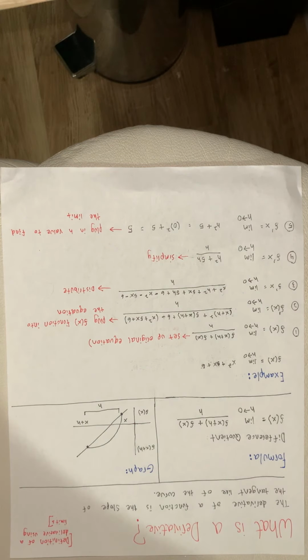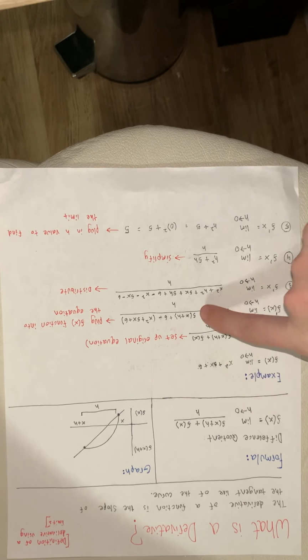So the example we have here is f of x as the limit as h approaches 0 is x squared plus 5x plus 6. So the first step you do is to set up the original equation, which is f of x plus h plus f of x over h. The second step you do is to plug your original f of x function into the original equation. So you would basically plug in like this equation into here.